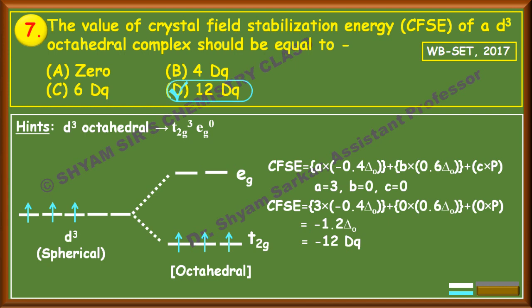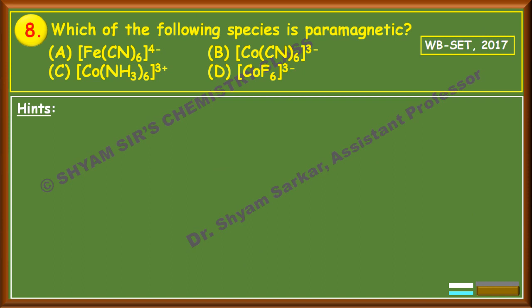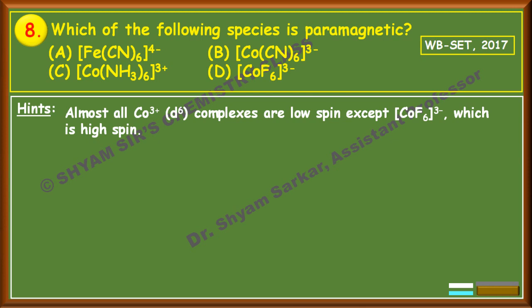Okay. Next question: which of the following species is paramagnetic? This is also a very simple question. The four complexes are given. Here you will get cobalt 3 plus in all three, options B, C, D. I already said for cobalt 3 there is a special case. You have to remember the statement: almost all cobalt 3 complexes are low spin except CoF6 3 minus, which is high spin. So CoF6 3 minus is high spin and the rest of the cobalt 3 plus complexes are low spin in nature.